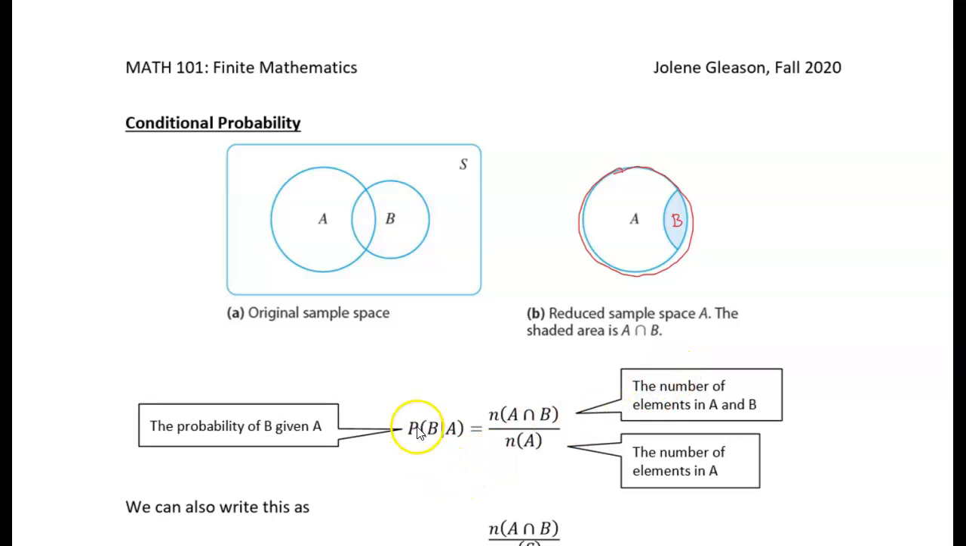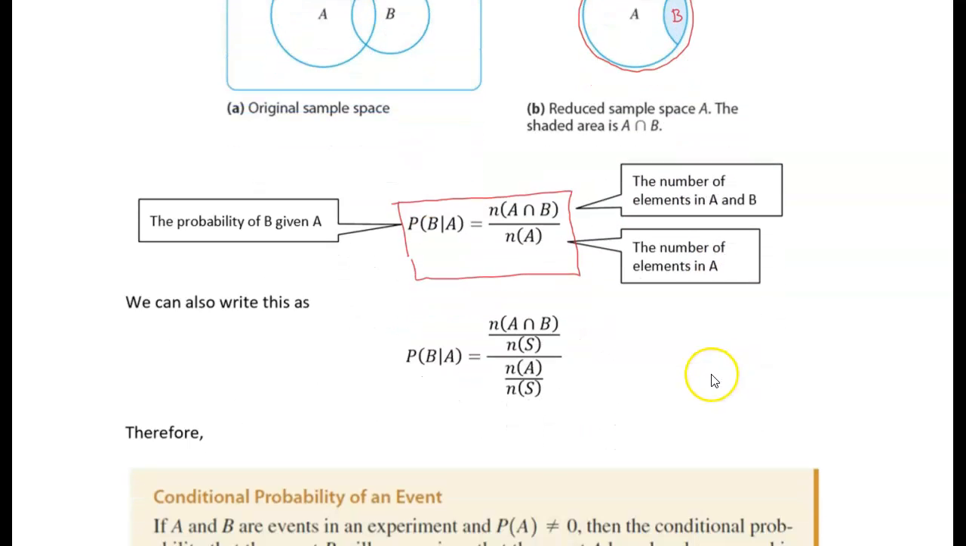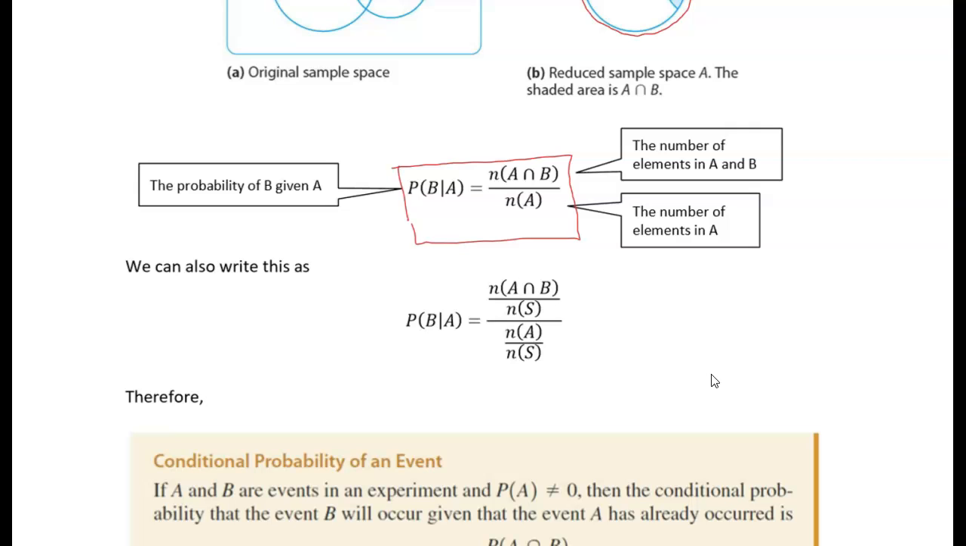So we have this result right here that we were using in the last two examples, essentially just by reasoning it out. We want the ratio of the number of elements that are in both A and B, and we need to divide that by the number of elements in A because we were given that A has happened. Now we can actually rewrite that in terms of probability. We were writing this in terms of the number of elements in a set, but we can also write it in terms of probability.